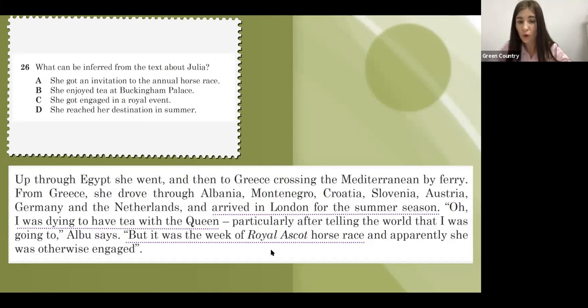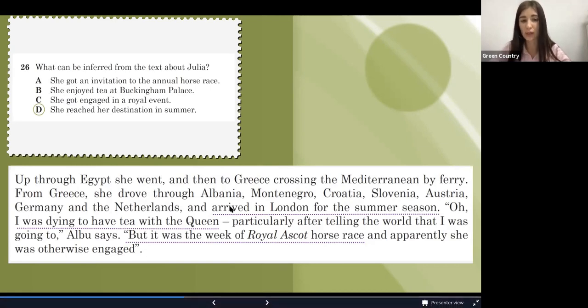But it was the week of the Royal Ascot horse race. She got an invitation to the annual horse race. Again, yes, maybe she has been to the horse race, but who knows, maybe she got the invitation, maybe not, because maybe she went there on her own without anyone's invitation. And the phrase, apparently she was otherwise engaged. Again, we don't have any information whether she really got engaged. Just apparently, maybe yes, maybe not. The correct option right here, only one is left. She reached her destination in summer. She managed to arrive in London in summer. It's mentioned here in the text as well, arrived in London.